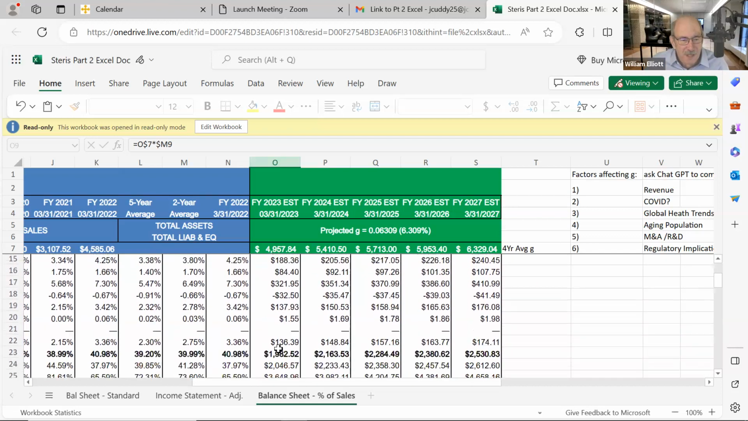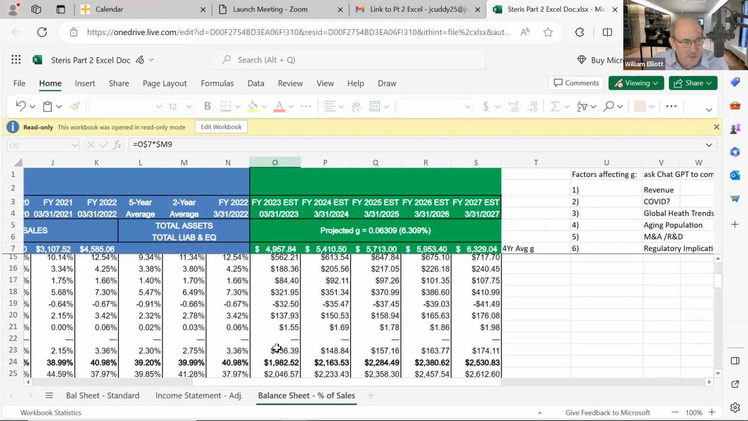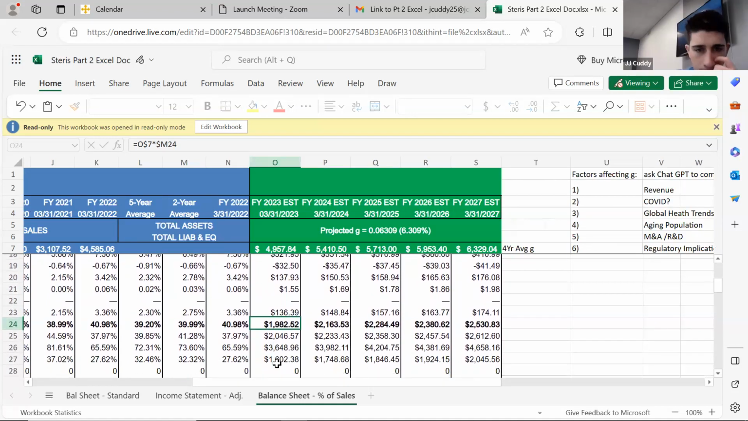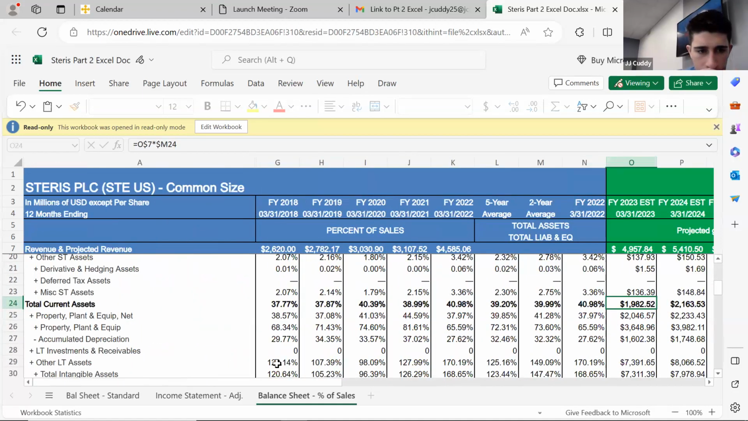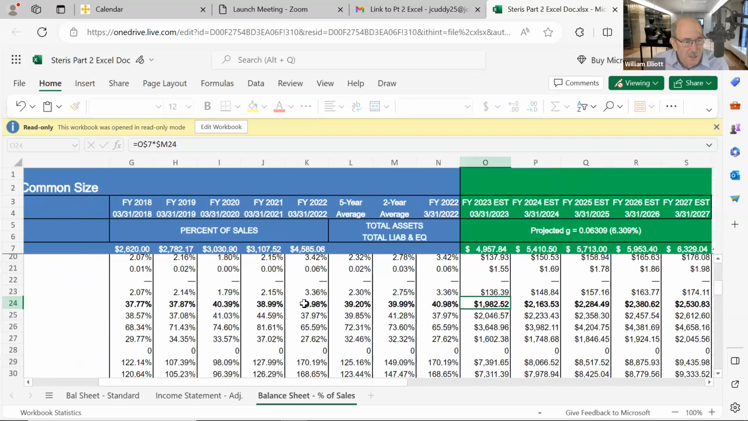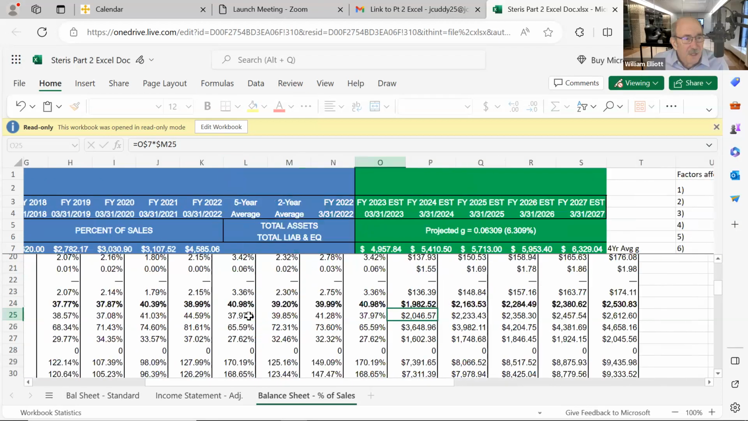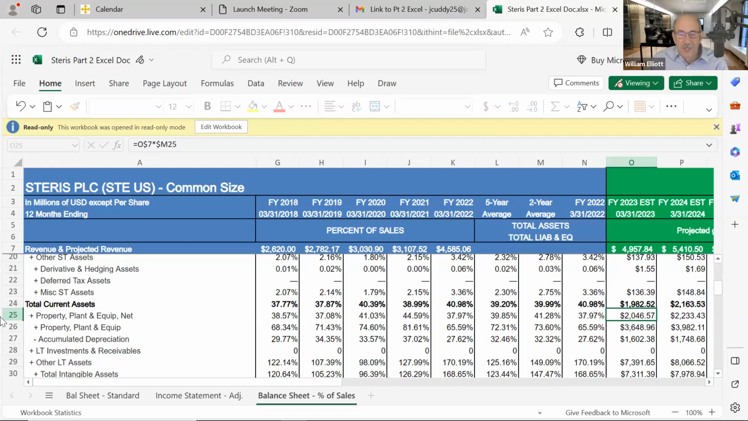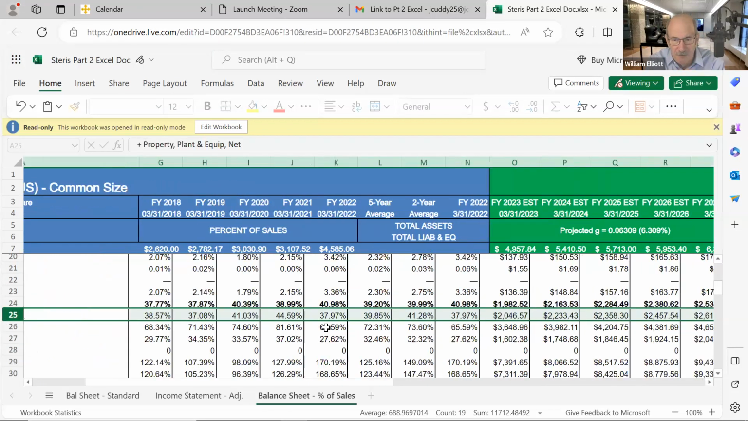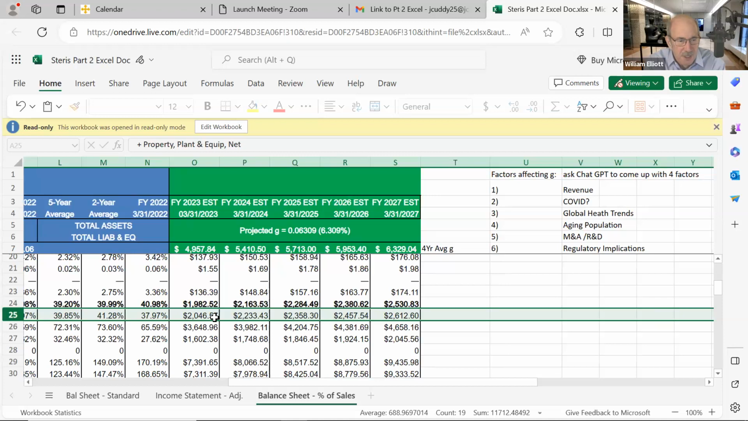So now let's go down to your PPE, your fixed assets. I think it's right there, right? Yeah, it's 25, so it'd be this one. All right. So now that's the one. You can start off with it like you have it, which is as a percent of sales. But that's the one that you're going to want to change because you want it to reflect what you think Steris is going to be doing in the future.